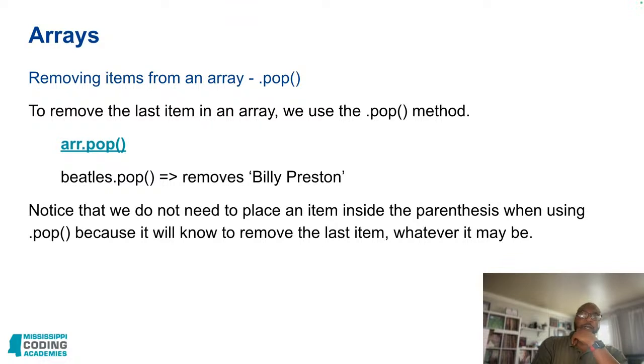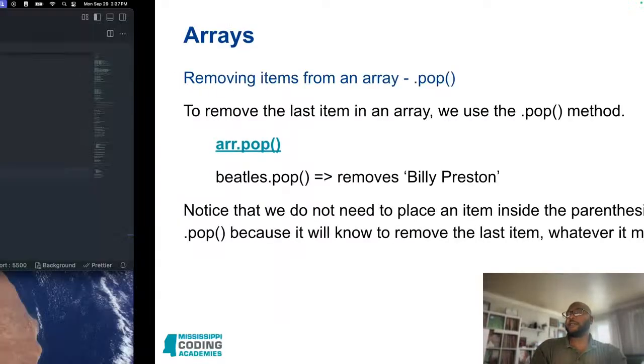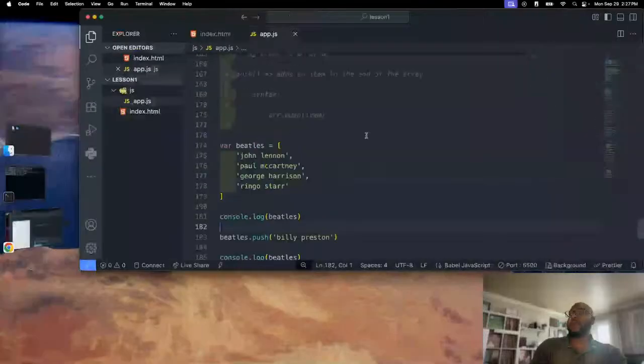Let's look at how we can remove items from an array. Let's say we want to remove an item from the array. All right. To do that, we use the .pop method. And with .pop, we don't need to place an item inside the parentheses because it's going to know to remove the last item in the array. So let me add that over here.